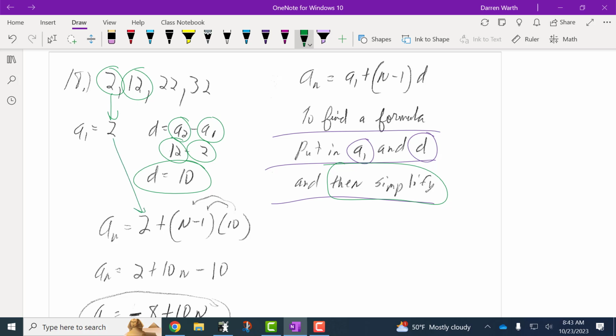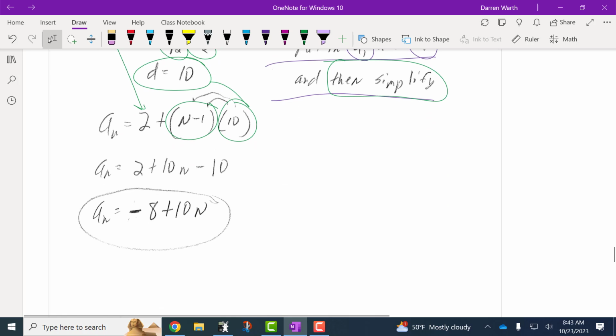So there's 2. I leave the n minus 1 in there because I'm looking for a formula. So don't forget, you're just finding the formula for it, and then substituting in that 10 for your difference. So once you've done that, all you have to do is use your distributive property to simplify this down.